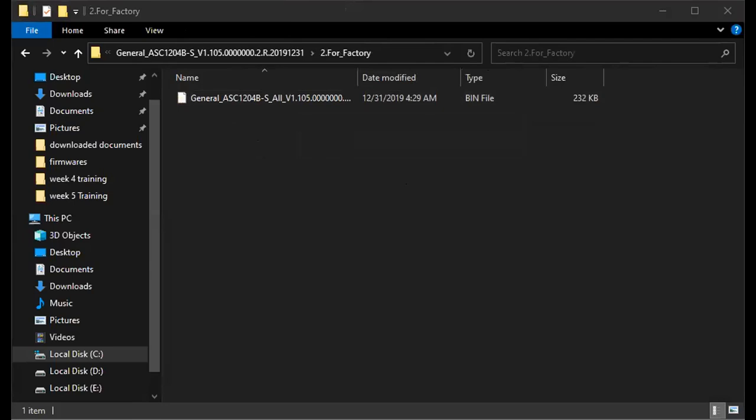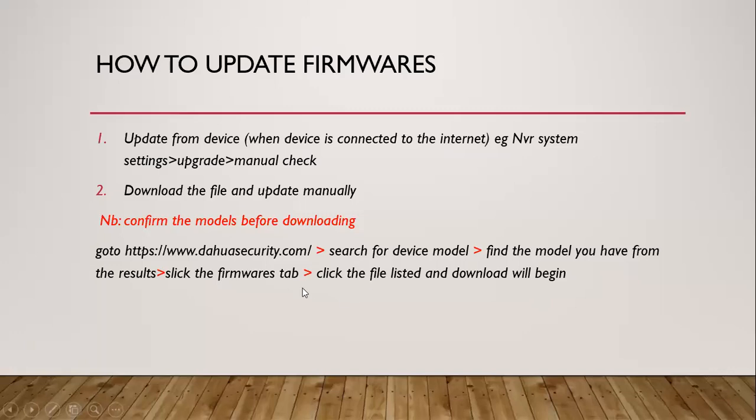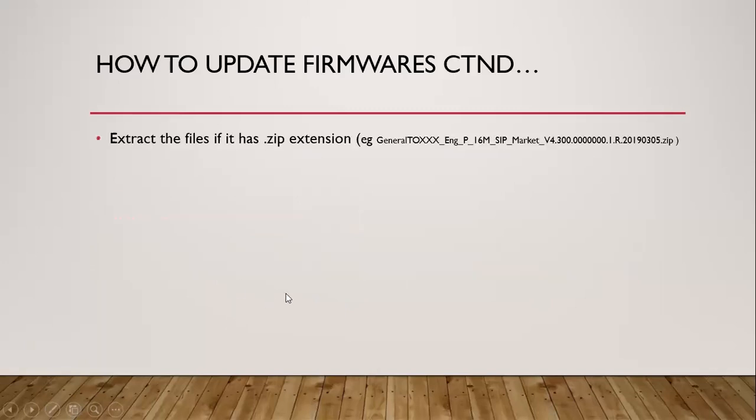So you download first the firmware. After downloading, you decompress the folder. After decompressing the folder, you locate the file, then you can use either tools like config tool or anything to update.